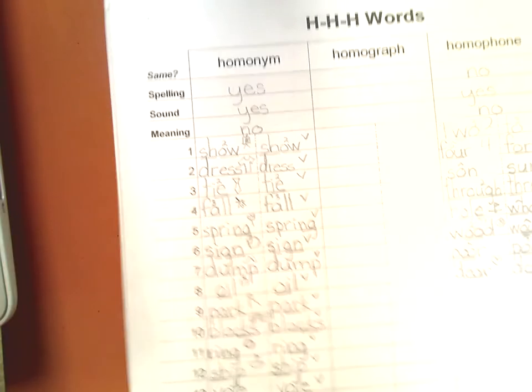All right, so class, we have two words that are spelled the same and sound the same, but mean different things. All right, class, which of our H words is that? It's a something, all right, homonym. All right, so let's go to page 14. Our H words.